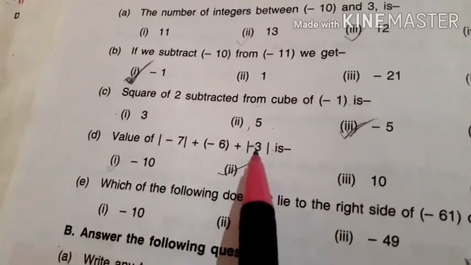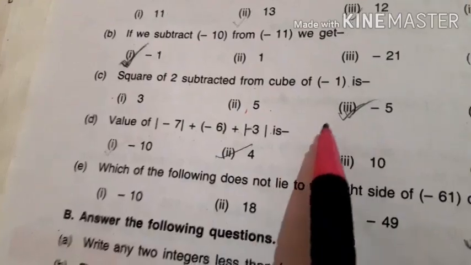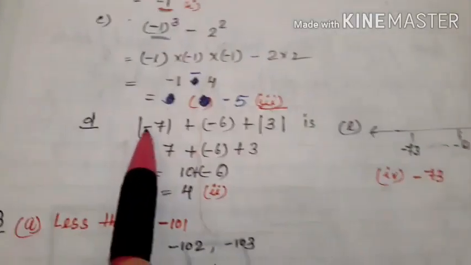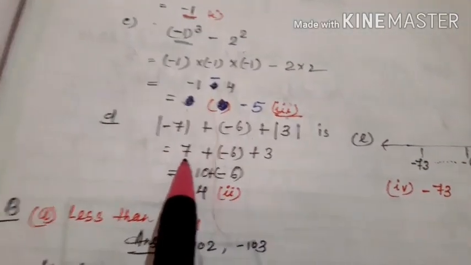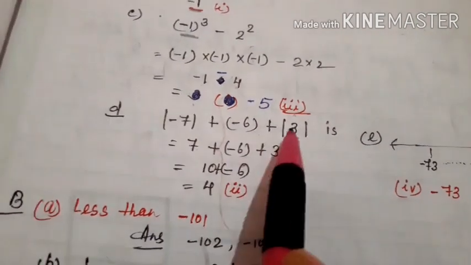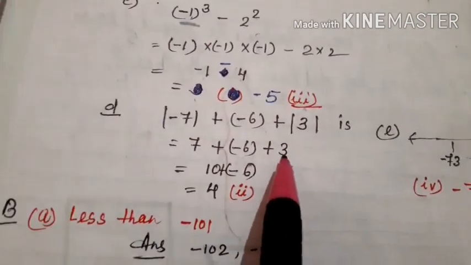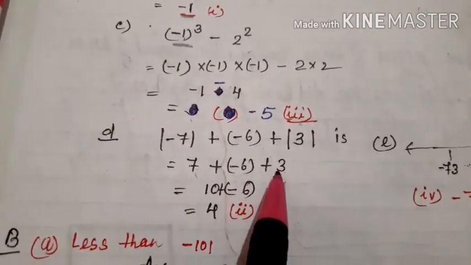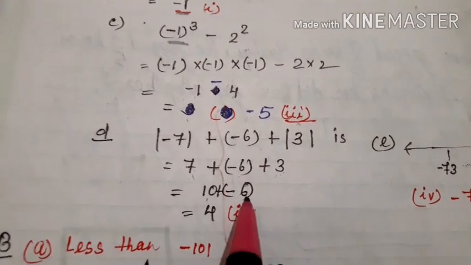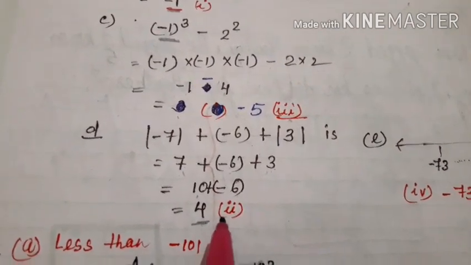Then D. Value of minus 7 mod, or you can say absolute value of minus 7, plus minus 6, plus absolute value of 3 is dash. See, minus 7 absolute value is equal to 7, plus minus 6, plus absolute value of 3 is equal to 3. Then 7 plus 3 is equal to 10, minus 6, which is equal to 4. That is the answer.